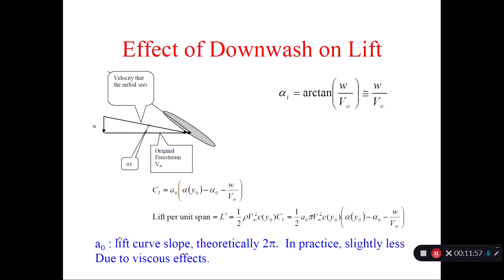By the way, a naught is 2 pi in theory. If you measure the lift curve slope, like we did in our Abbott and von Doenhoff report, we may use the measured slope rather than the 2 pi. Either one will work okay. So that's what we'll be doing here.